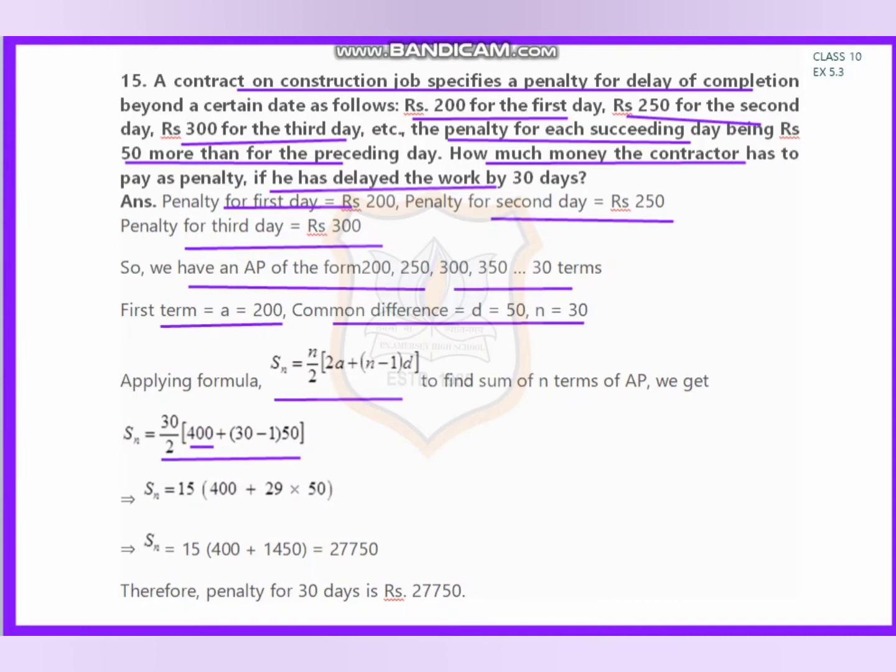First of all we have to subtract. 30 minus 1 is 29, and 29 is multiplied with 50, and we have to add 400 to it, and again it is multiplied by 50. First we multiply 29 into 50, so we get 1450, and 1450 is added with 400, so we get 1850, and 1850 is multiplied with 50, so we get 27,750 rupees. It is the penalty for 30 days.